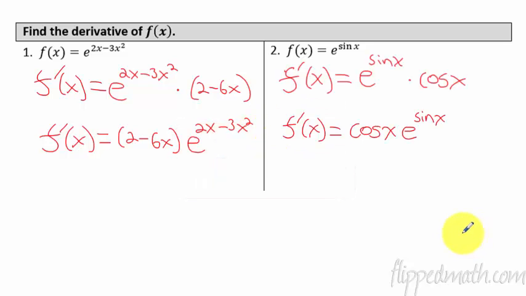And there's your answer. f prime of x is going to equal cosine x times e raised to the sine x. Again, it's just the derivative of whatever the exponent was goes here, and then we usually put that first for our final answer. Okay, good job.